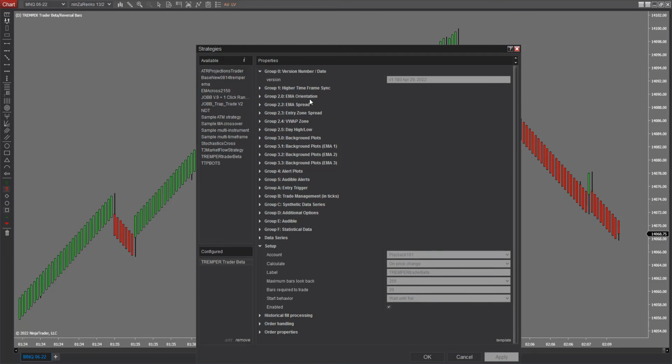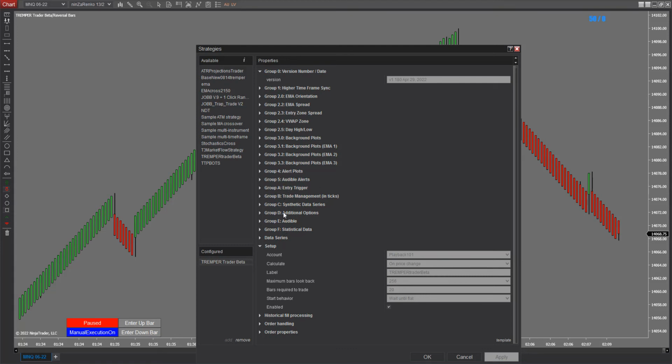Just incidentally here, all this 1 through 5 business is plotting, and group 2 is exclusions, as far as filters, if you call them. Background plots, where you want the entry zones, any offsets, things like that. EMA plots, any alert plots, audible alerts, things like that. That's all the numerics.